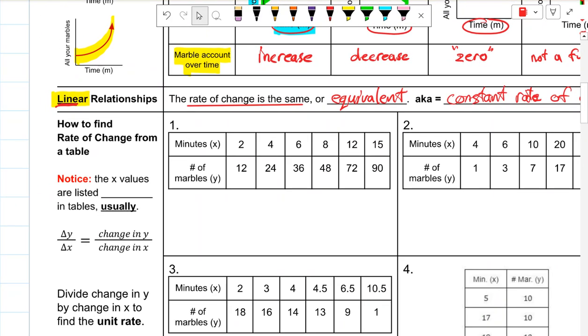Now, let's take a look at this next portion. It says how to find the rate of change. We know what rate of change is now. We just want to find out how to find it in a table.